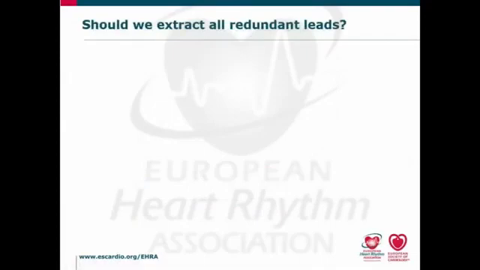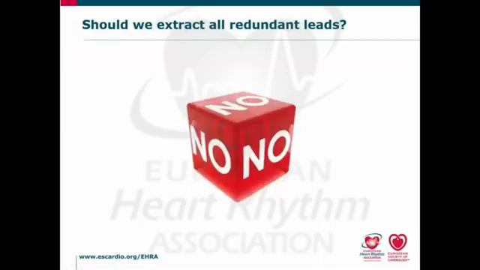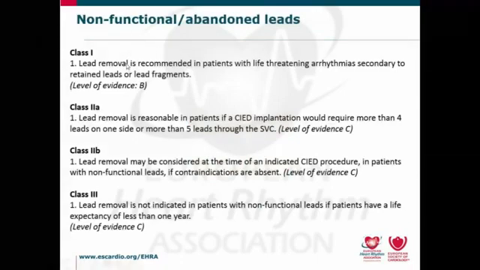So the big question: should we extract all redundant leads? The answer simply is no. And the guidelines tell us that obviously if there are life-threatening arrhythmias, then the leads should come out. But if you have more than 4 leads on one side or more than 5 leads through the SVC, that's a class 2A indication. Otherwise, at the time of box change, you could consider it. It's a class 2B indication.